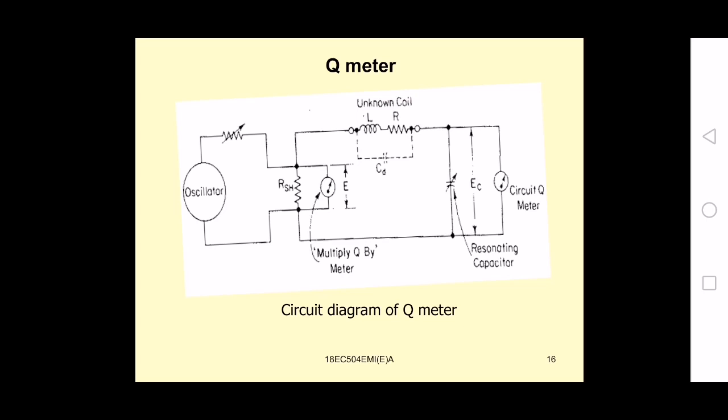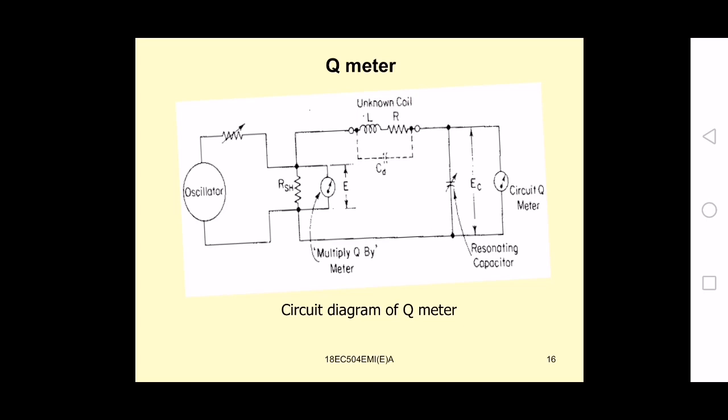And this, the Q of the measured coil, actually is greater than the value indicated by the circuit Q meter. So whatever the effective Q of the measured coil, it is greater than the circuit Q. Why? Because there are losses in your oscillator and in the resonating capacitor and voltmeter.